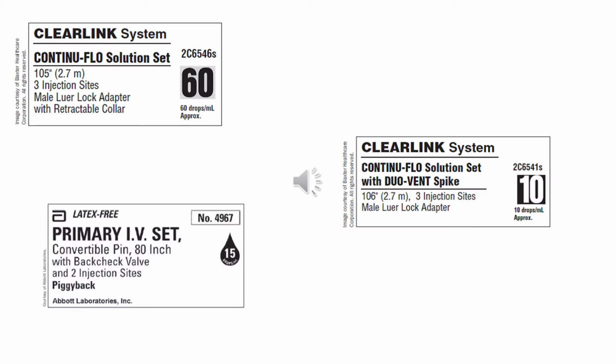Now on this slide you see three different pictures here. The first one says continuous flow solution set. If you look at it, you see a big 60, and underneath it says 60 drops per mil approximately. The ClearLink system says the same thing, and the primary IV set, you see a little teardrop, raindrop, whatever you want to call it, says 15. It's 15 drops per mil approximately.